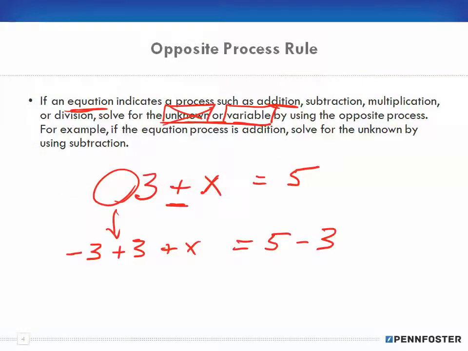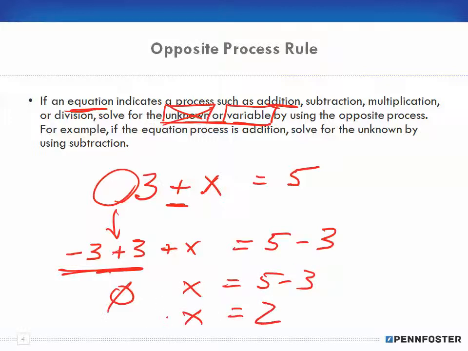So by using the opposite process here, a minus 3 plus a plus 3 means I end up with 0. And so all I'm left with is just the x. And the other side of the equation is 5 minus 3. And when I do the math on the other side, it ends up being 2. So that's how 3 plus what is equal to 5. Now, we know that 3 plus 2 is equal to 5 because we solved for that variable, that unknown x.